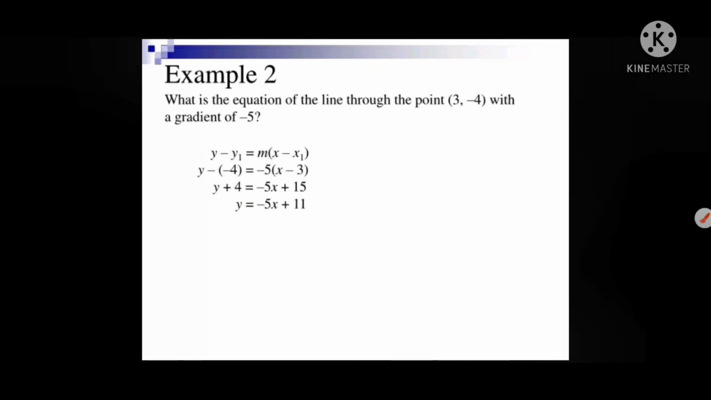The next question is also similar. You can easily solve it.